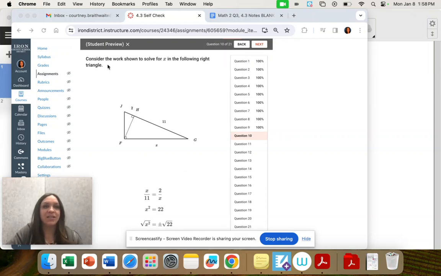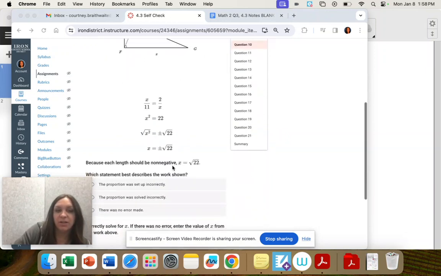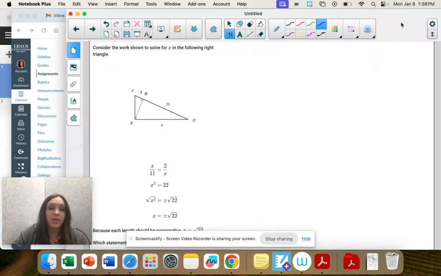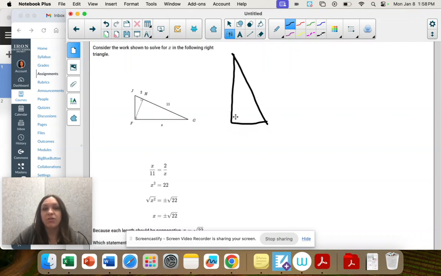Okay, question 10. Consider the work shown to solve for x in the following right triangle. So they have a setup here. They're solving for x. We need to see if it was done correctly or incorrectly. On these, you just need to start solving it and see where things get different. So I'm going to set it up how we've been solving these so far. I'm going to draw my 3 triangles and see if our proportions align with theirs.